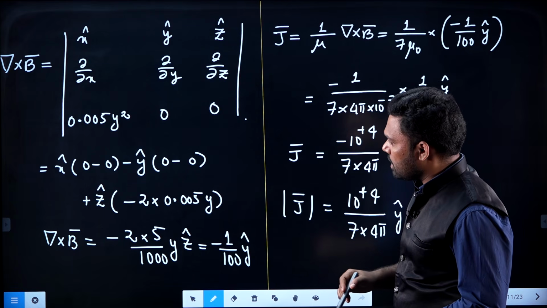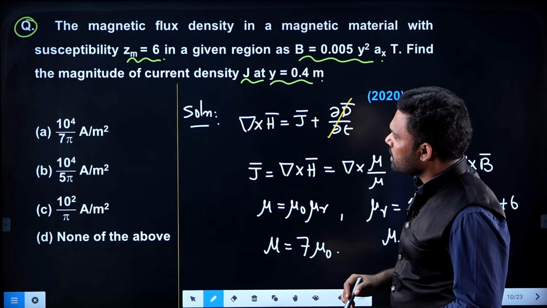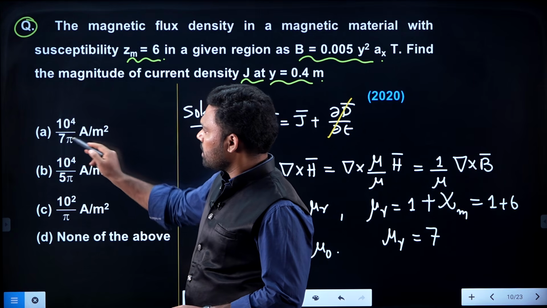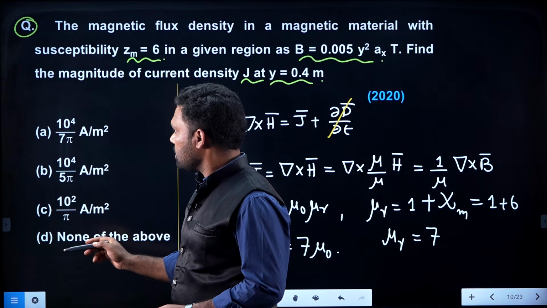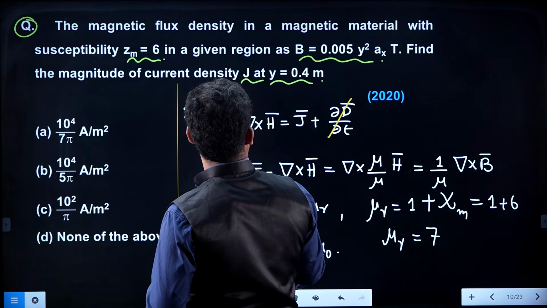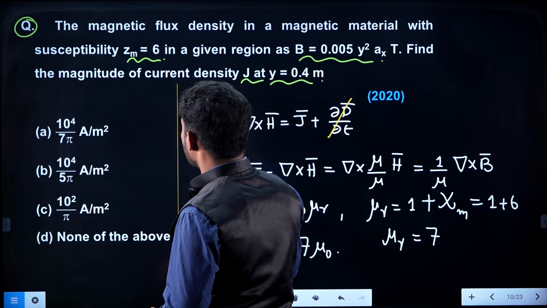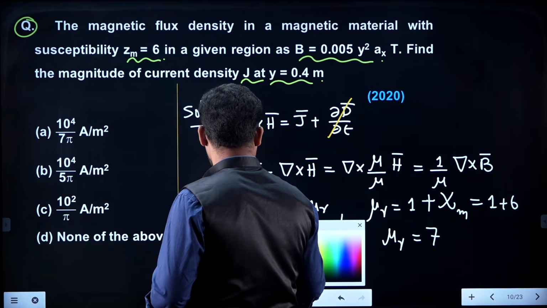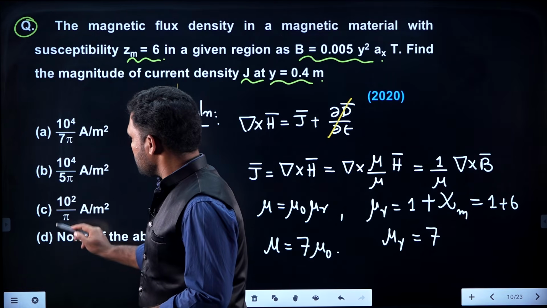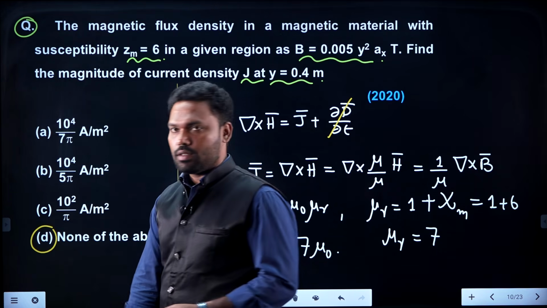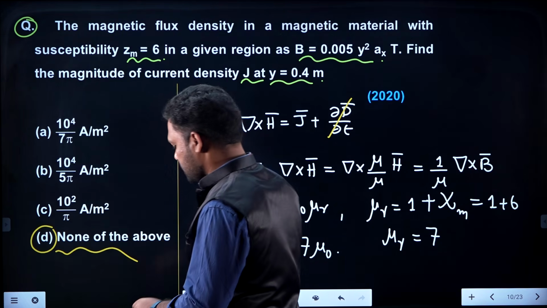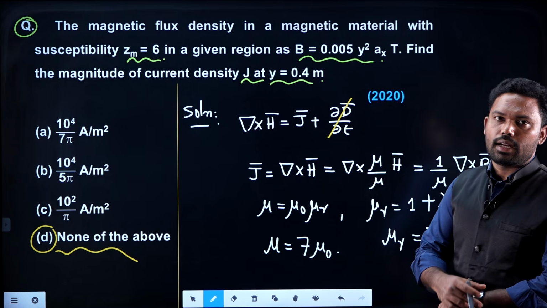But there is a 4 pi here. How can you miss that 4 pi? Here 10 to the power of 4 divided by 7 pi ampere per meter square. Yes, but none of the above is the answer. 4 pi is missing here. Fine. There is a 7 pi, but 4 is also there. So what is the answer here? Option D is the answer. Okay. Let us have one more question.